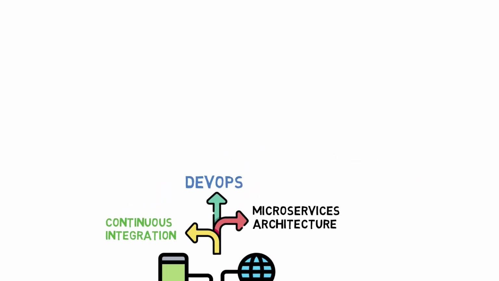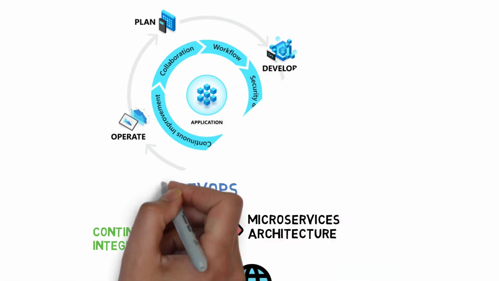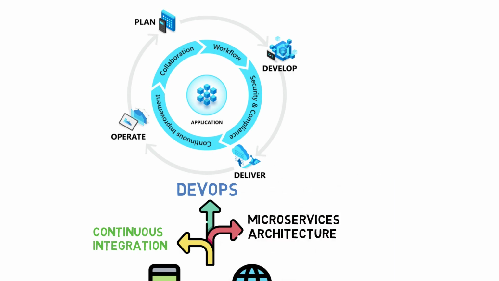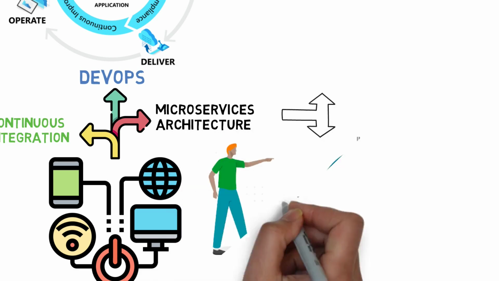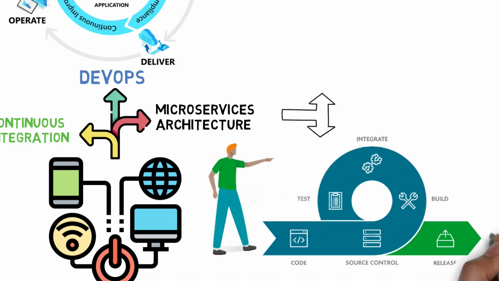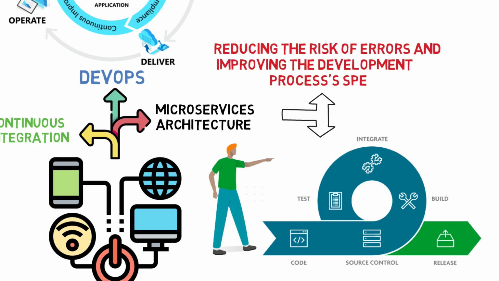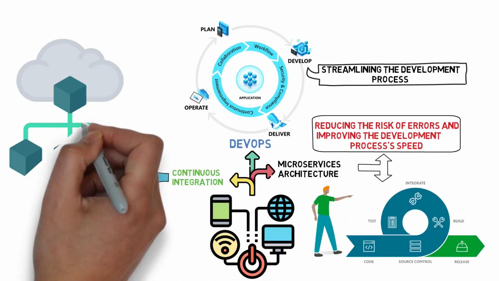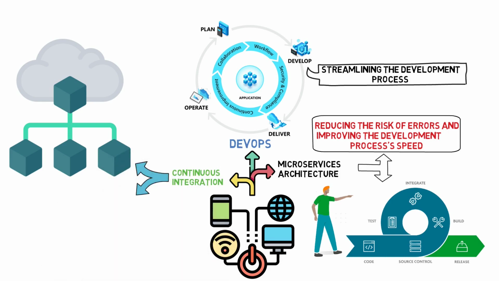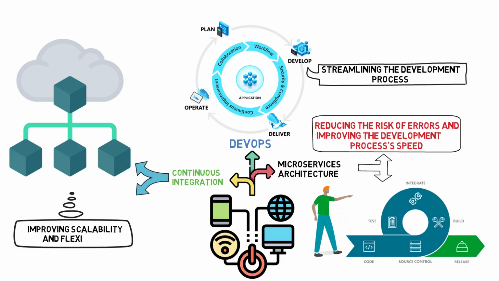New approaches for system building in the digital firm era include DevOps, continuous integration, and microservices architecture. DevOps involves integrating the development and operations teams, improving collaboration, and streamlining the development process. Continuous integration involves continuously testing and integrating new code changes into the system, reducing the risk of errors and improving the development process's speed. Microservices architecture involves breaking down the system into smaller, independent services that can be developed and deployed separately, improving scalability and flexibility.